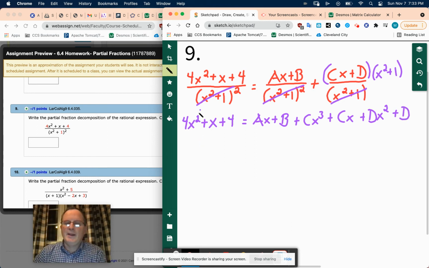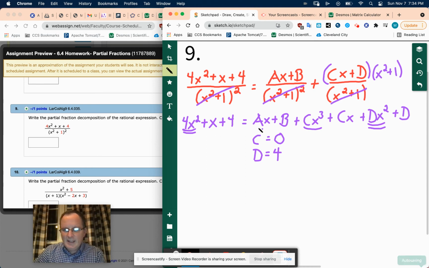Okay, so looking over here at my system, obviously c is going to have to be 0 because there is no x cubed. But let's get the rest of it here. There is no other cx cubed, so that means no other x cubed. So c must be 0. And then from the quadratic, dx squared would have to equal 4x squared. So that means d's got to be 4.